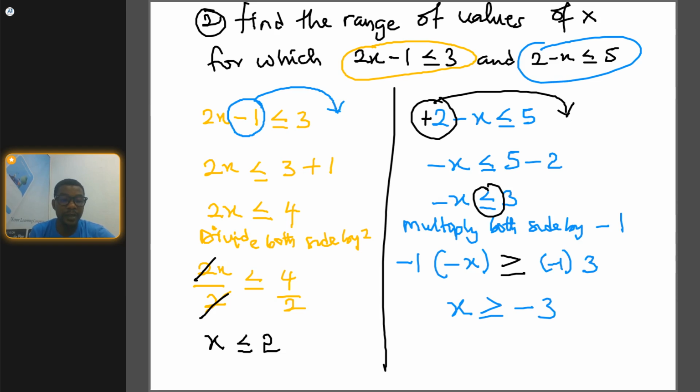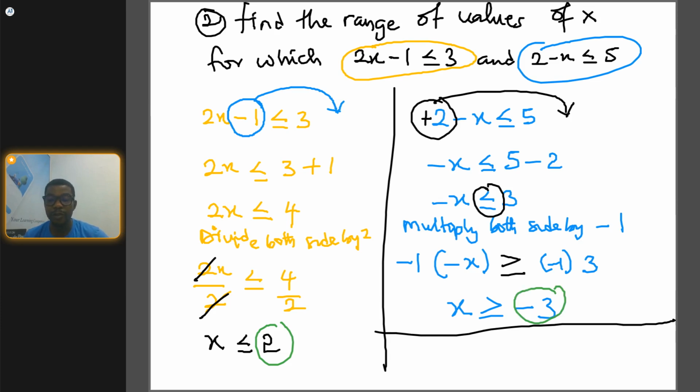Now, let's combine the range together. Let's combine the inequality response together to have a range. All right? So to do that, you have to, again, compare the two responses between 2 and minus 3. Which one is lesser? Between 2 and minus 3, which one is lesser? I need your quick response in the chat box. Quick response, okay? Minus 3 is lesser.